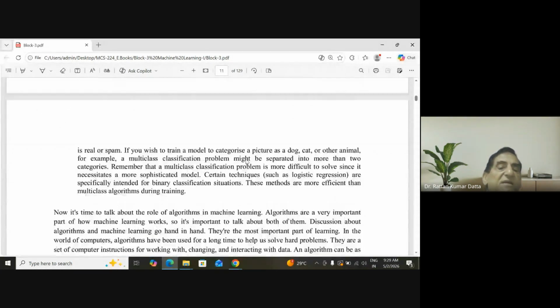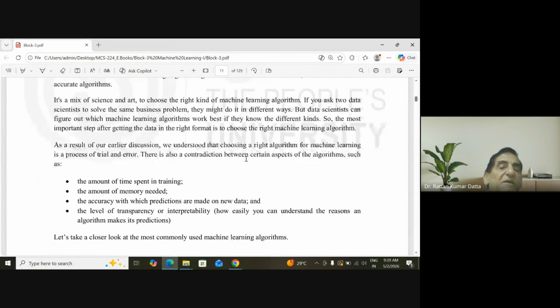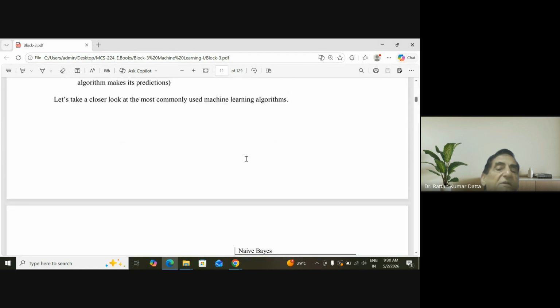Multiple classes and all that. You can go through this: the amount of time spent in training, the amount of memory needed, the accuracy with which predictions are made on new data, and the level of transparency or interpretability, how easily you can understand the reason the algorithm makes its prediction.